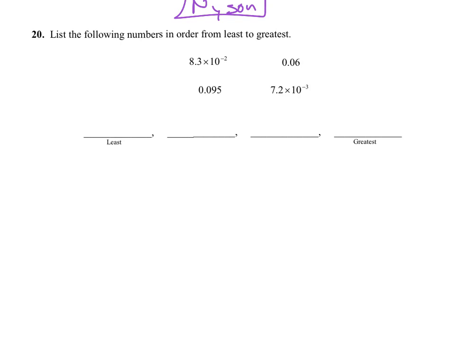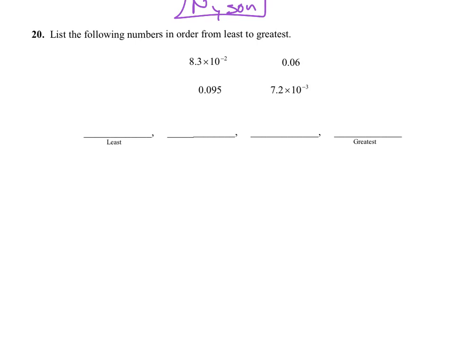So here we go on number 20. It says list the following numbers in order from least to greatest. When we're comparing these numbers, again, we have to convert them from scientific notation into standard notation. So let's take the first number. The first number is 8.3 times 10 to the negative 2 power. Since it's a negative exponent, we're going to move the decimal to the left. How many spots? 2. So let's go ahead and do that.